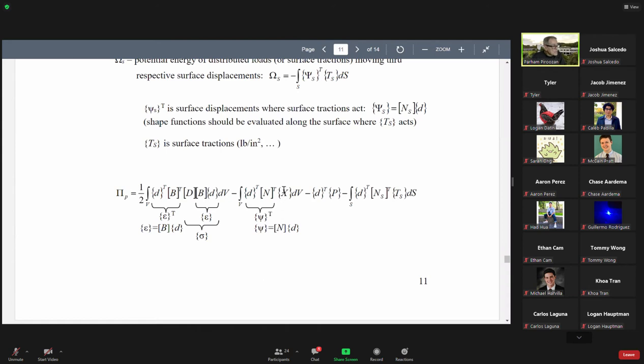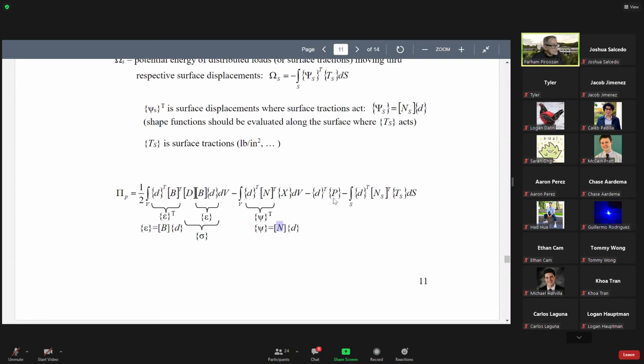This is potential energy due to body forces. You see, look at this one, this body forces. Displacement is always ND. And in this class, question for you, N represents what? Anyone? Shape function. Very good. N represents shape function. So ND, this is displacement transpose times body forces. This is force per unit volume times volume. This is dV, is force. This is displacement. Negative of displacement times force is potential energy. This is due to body forces.